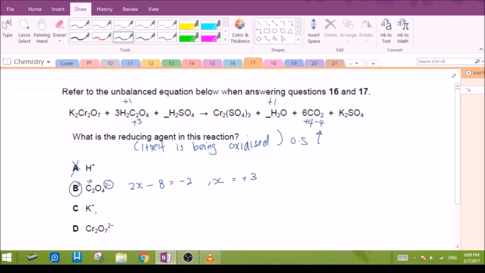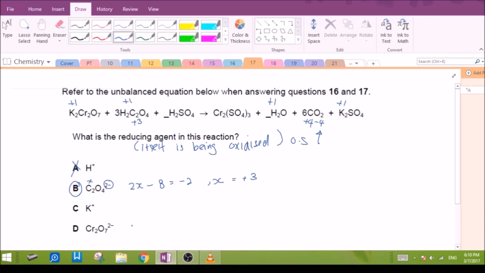Let's check the other options that are wrong. K plus is here. Each one is +1, and the K plus that we find on this side is also +1. Dichromate, you can memorize it to be +6. It's a very popular chemical. If you can't memorize it, we can do a calculation.